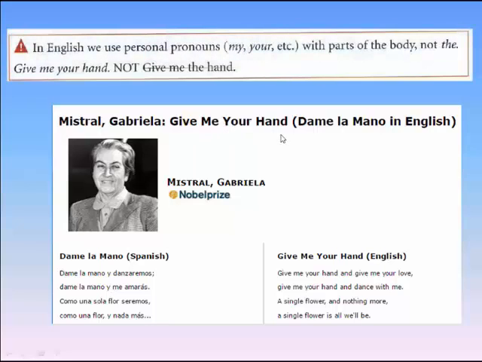Well, the reason is that when we talk about body parts, we do not say the in English. We always say who is the owner of the hand. So I can't say give me the hand. I need to say, give me your hand.